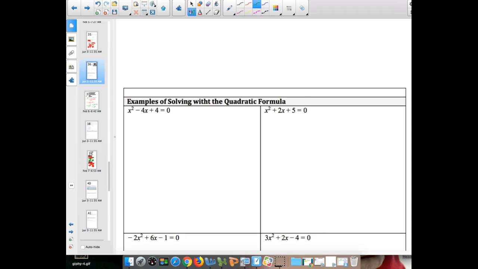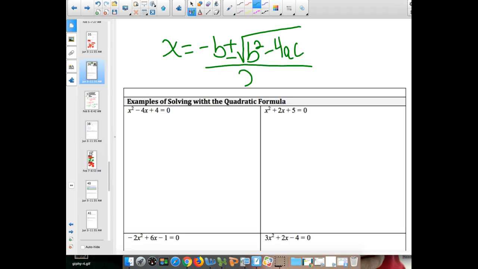So then we're going to identify our A, B, and our C. Now, it might be a good idea to start off by writing the equation somewhere on your paper, just so you don't have to keep flipping back and forth. And also a reminder, you should have this memorized, so the more you write it down, the more you're going to remember it. So number 1 here, it equals 0, so now I'm going to find my A, B, and C. This X squared really has a 1 in front of it, so that's really my A. Here's my B, and here's my C.